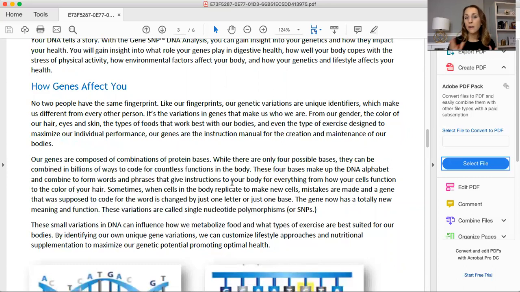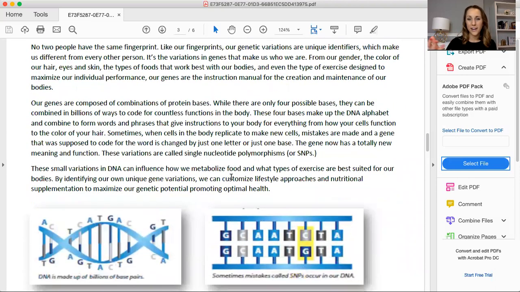And so the genes are just combinations of protein bases. There's only 4 possible bases, if you remember basic 4th grade science. And they can be combined in billions of ways for countless functions of the body. All humans are about 99% genetically the same. And it's that 1% that makes us all different. And this is going to give the instruction manual for your body on how to do everything from how your cells function to the color of your hair. And sometimes when new DNA is replicated, mistakes are made, and this could just be off by 1 base.